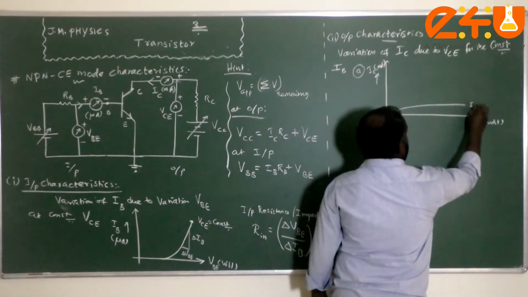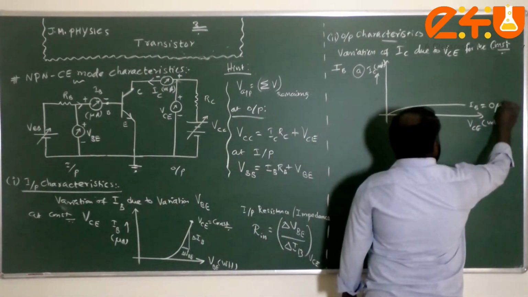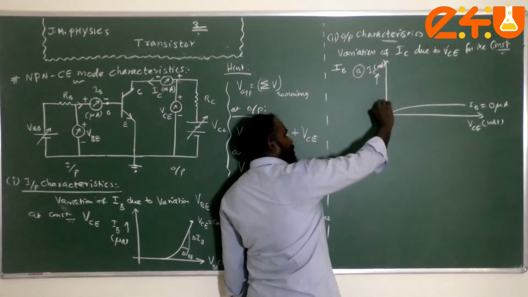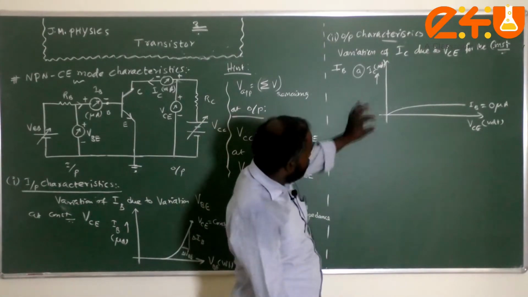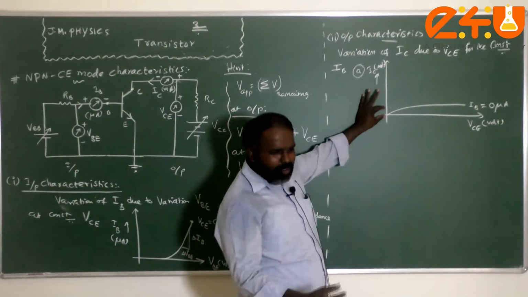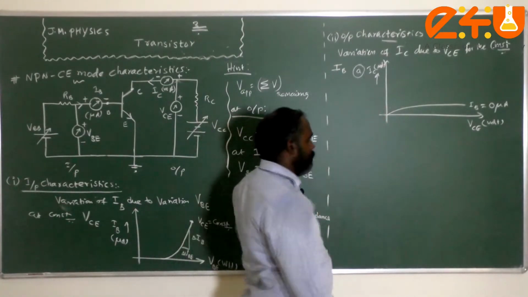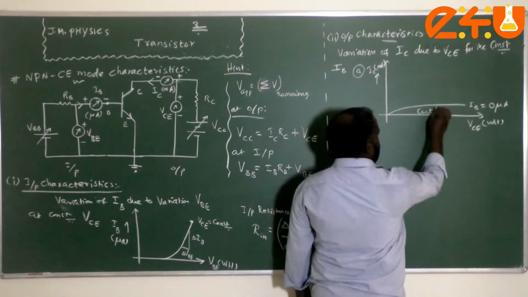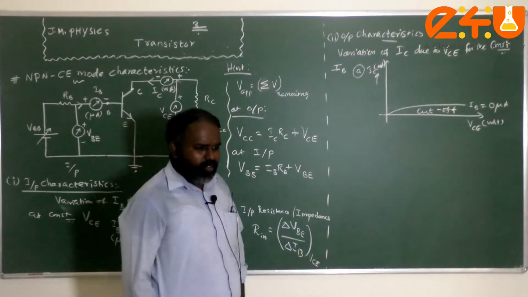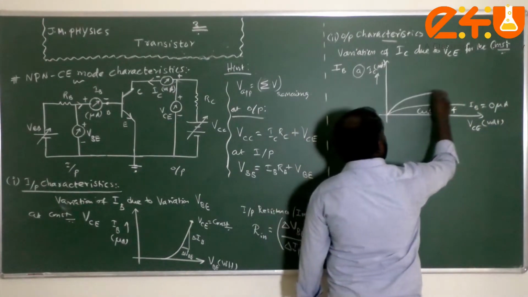When IB is equal to 0 microamperes, there will be a very small collector current, which is called leakage current. When the input current IB is 0, there is a very small non-zero output current IC, called leakage current. This region of the transistor is called the cut-off region. Now I am gradually increasing the value of IB.